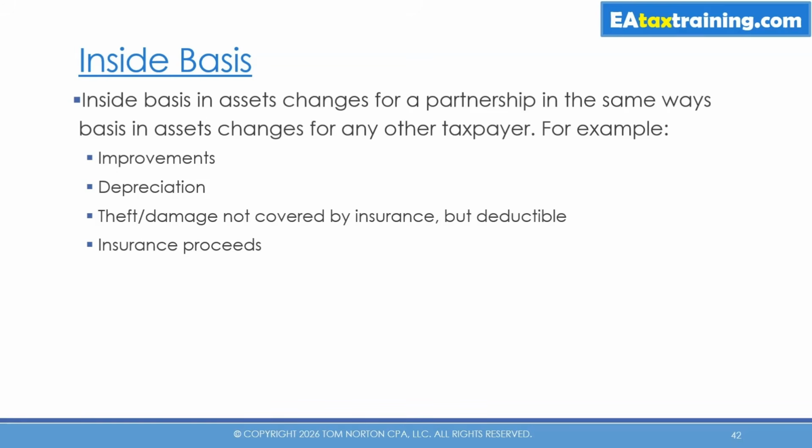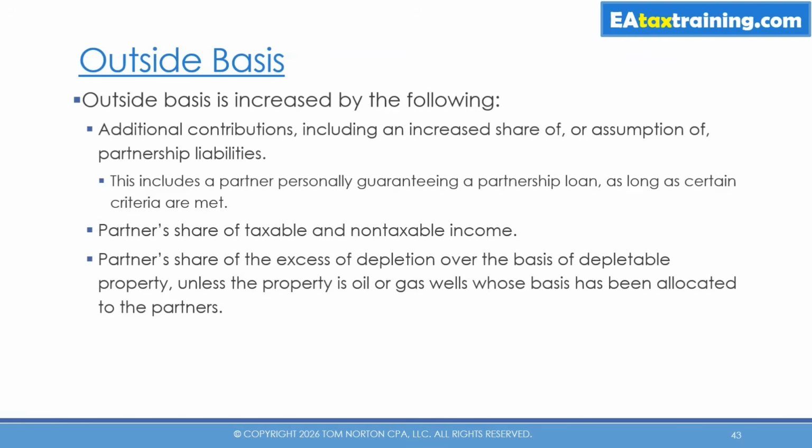If you make improvements to the property, that's going to increase the basis. You take depreciation expense, that's going to decrease the basis. You could have theft or damage that's not covered by insurance, so you take a deduction for that, and that's going to decrease your basis. You get insurance proceeds. It's not taxable, but it's going to decrease your basis. All the normal things that increase or decrease the basis of assets that you own will do the same thing for a partnership. So what about outside basis?